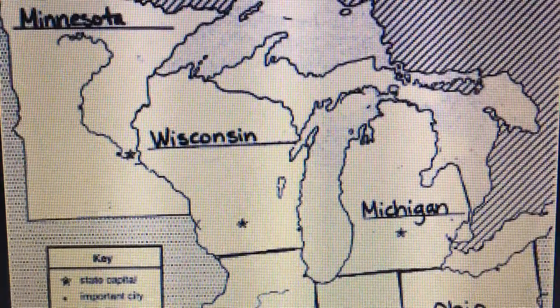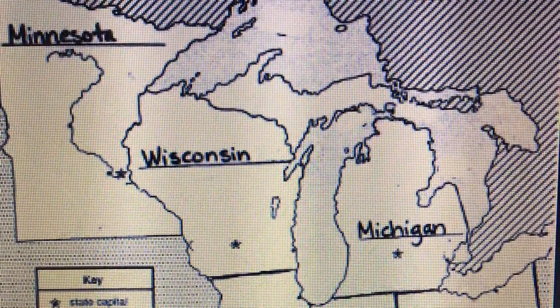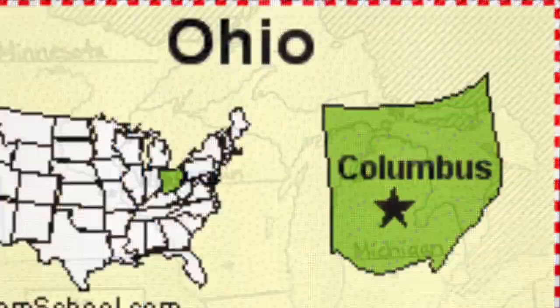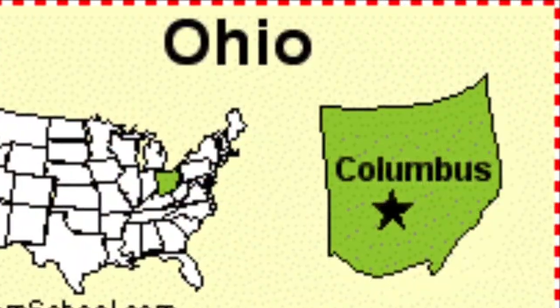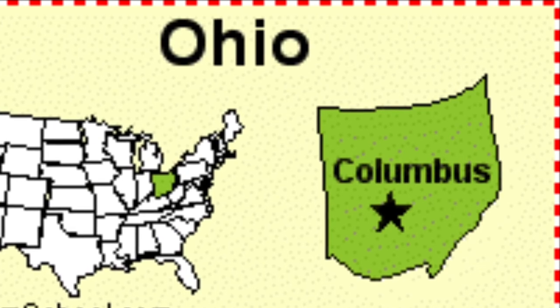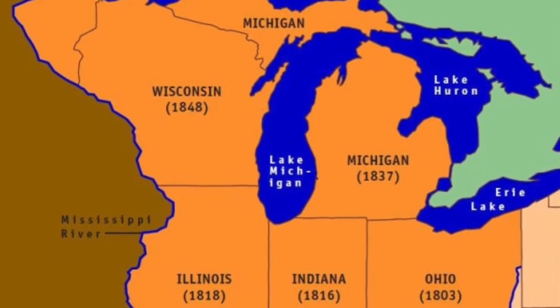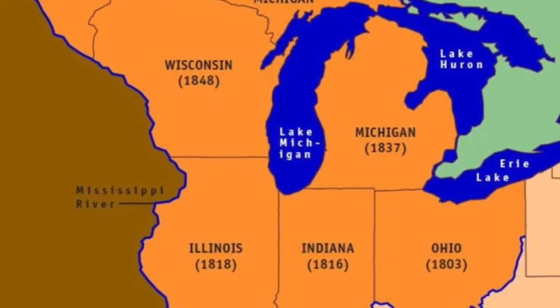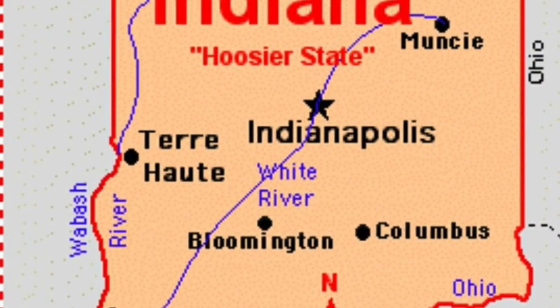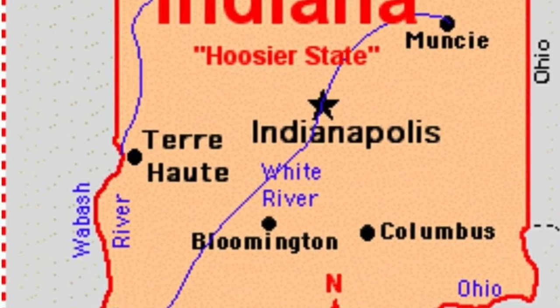In a moment, I'm going to be talking about each state and their capital. So first we have Ohio. The capital of Ohio is Columbus. Then we have, here are all of the states again in the Great Lakes region. The next state we have is Indiana, and the capital is Indianapolis.